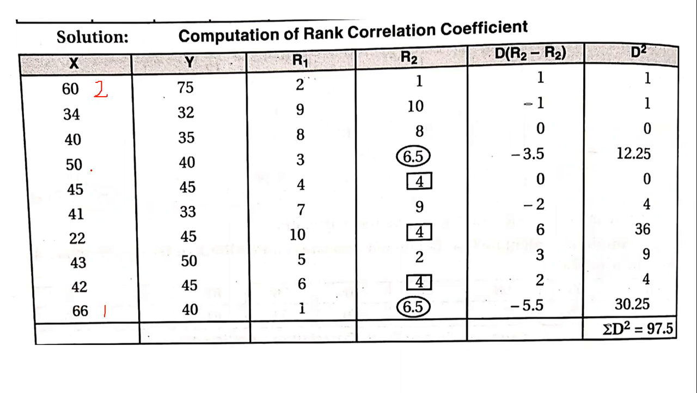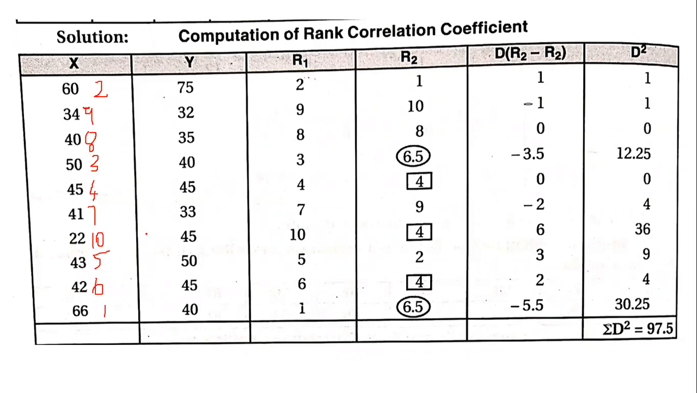then we have 50 being third rank, 54 being fourth rank, 53 is fifth rank, 52 is sixth rank, 42, 43, 42, fifth and sixth, 41 is seventh rank, 40 is eighth rank, then 34 is ninth rank, and 22 is 10th rank.